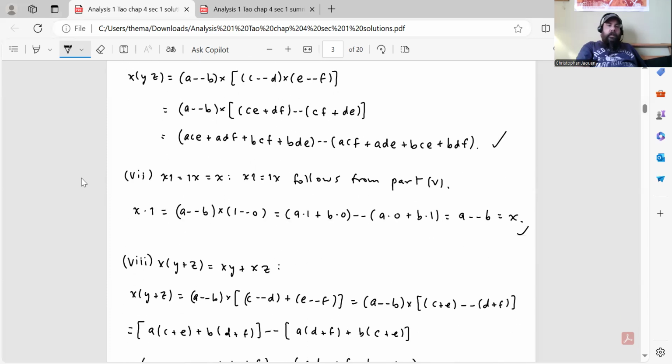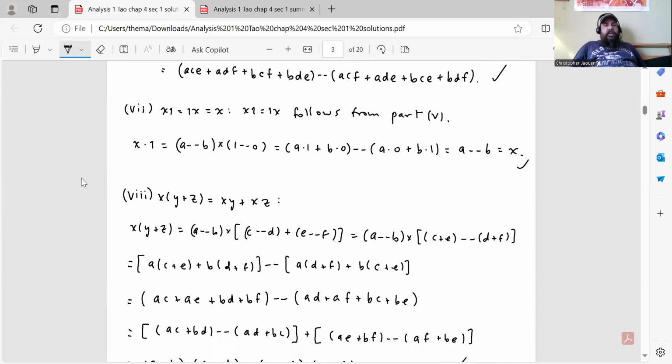So, all right, let's do number 7. We want to show that there's a multiplicative identity, which is the number 1. And again, I can ignore the commutative part, because we already know that multiplication is commutative. So I just show that x times 1 is equal to x. So take x times 1, that's a minus minus b times 1 minus minus 0, which by definition is a times 1 plus b times 0 minus minus a times 0 plus b times 1, which is a minus minus b, which is equal to x.